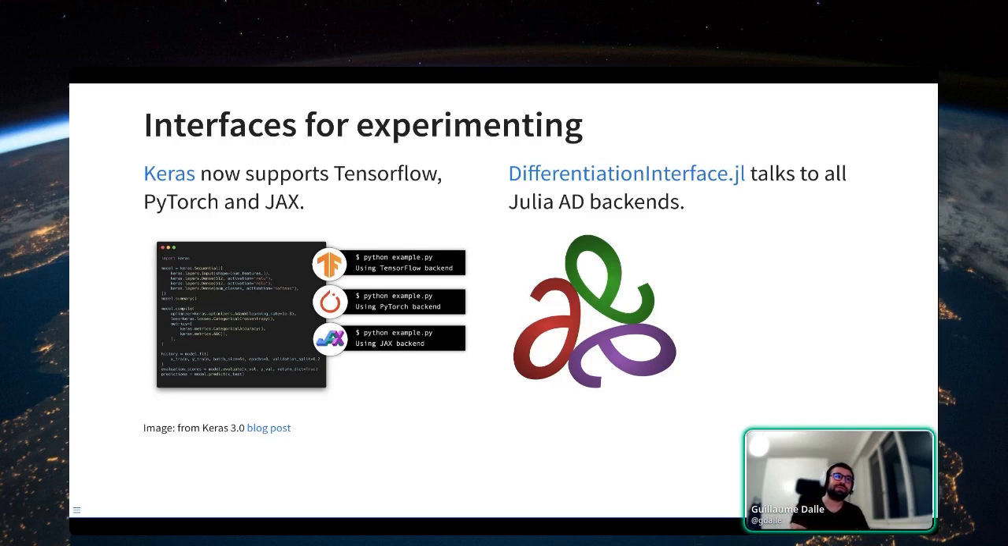I don't know if you noticed, but there's a very popular deep learning library called Keras, and it used to be TensorFlow only, but since its latest release this year, it supports TensorFlow, PyTorch, and JAX. So you don't have to rewrite your code when you do deep learning. You could just write it one time and then differentiate it with whatever AD system you want.